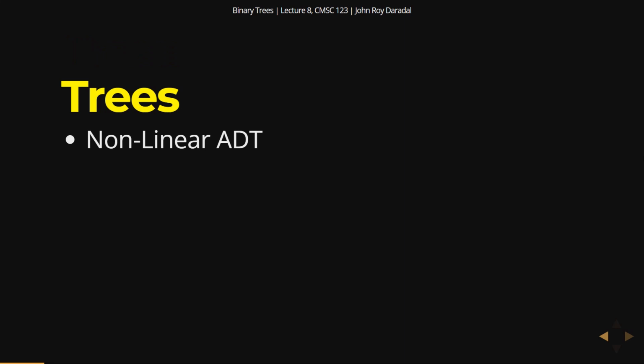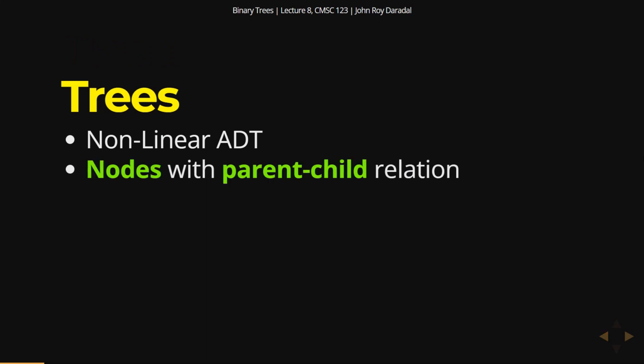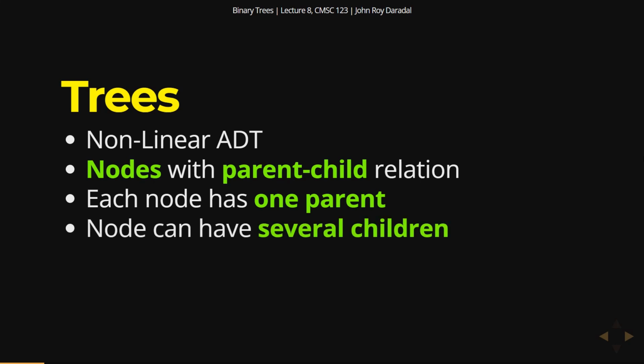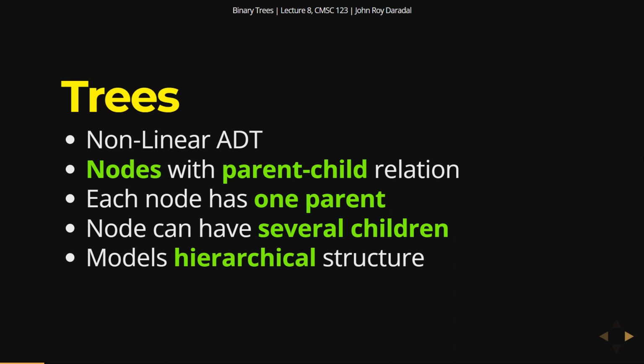So trees are nonlinear ADTs, and it's made up of nodes with parent-child relationships. Okay, so each node has one parent, while a node can have several children. Okay, and trees are used to model a hierarchical structure. Okay, because there's a parent-child relationship.